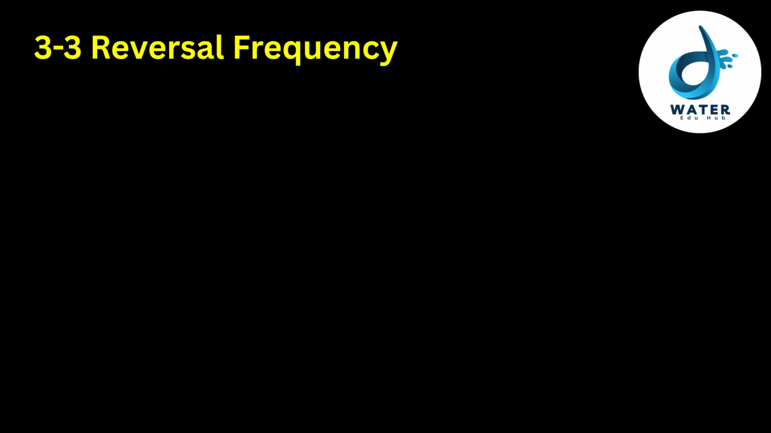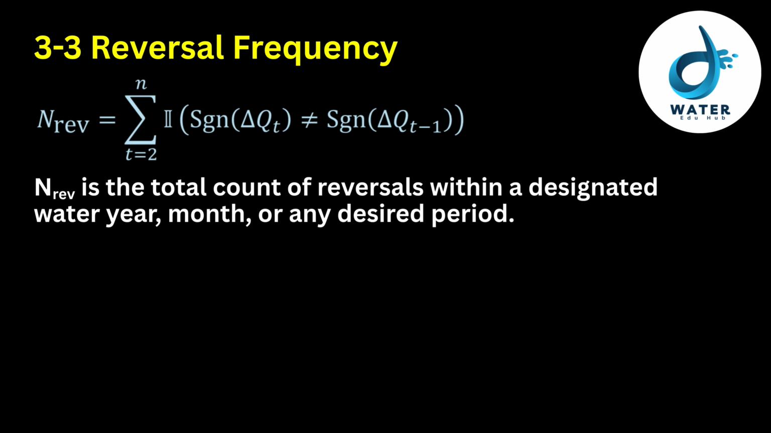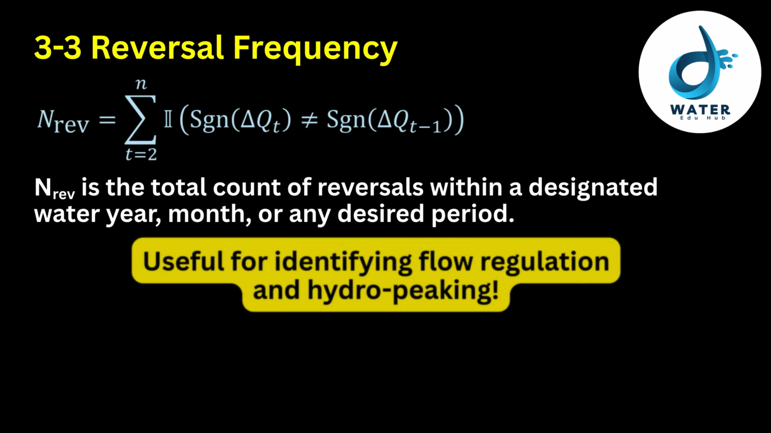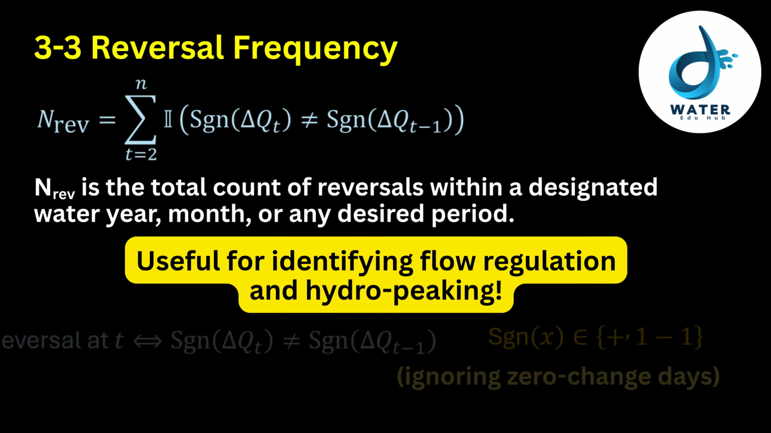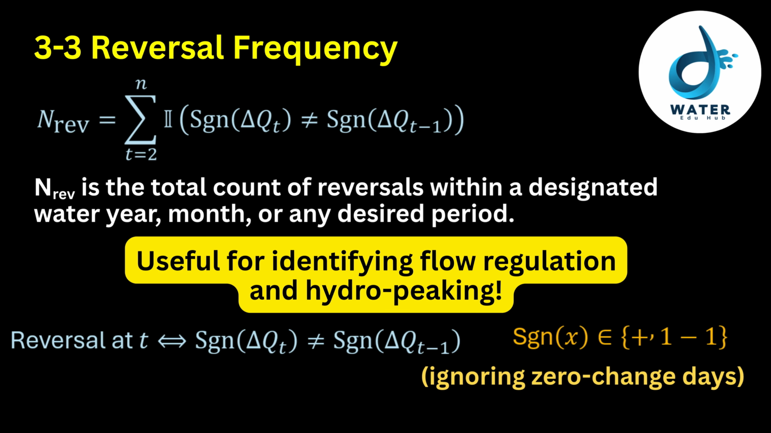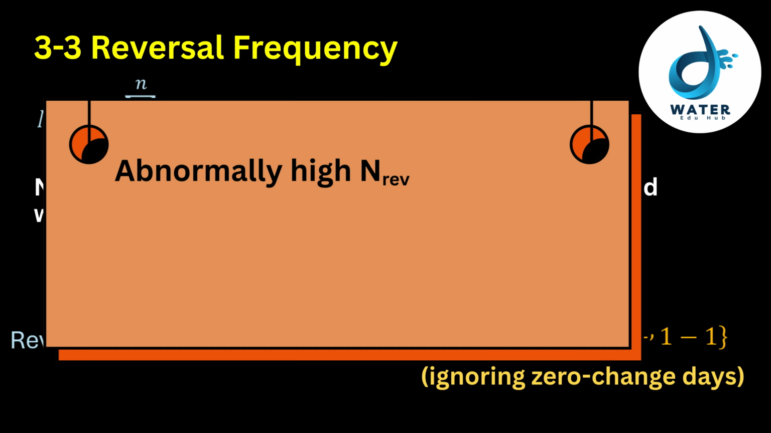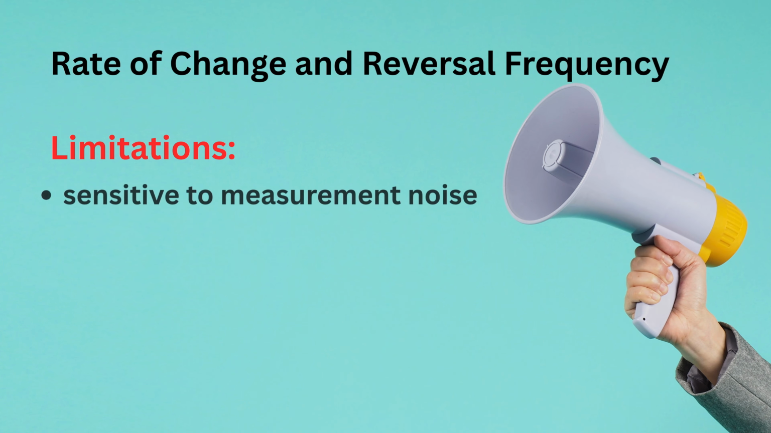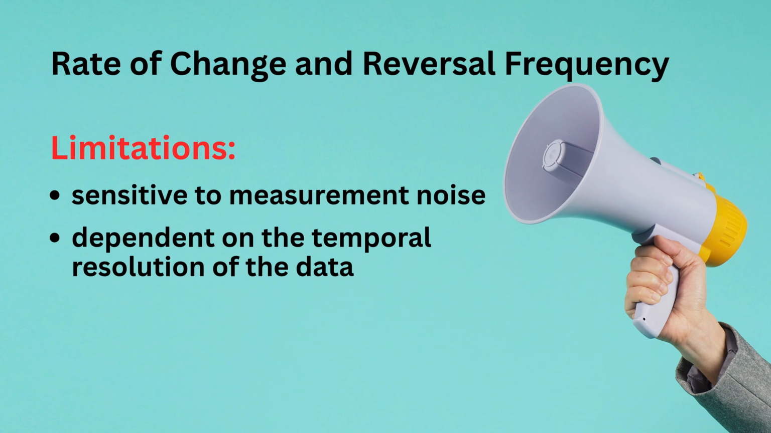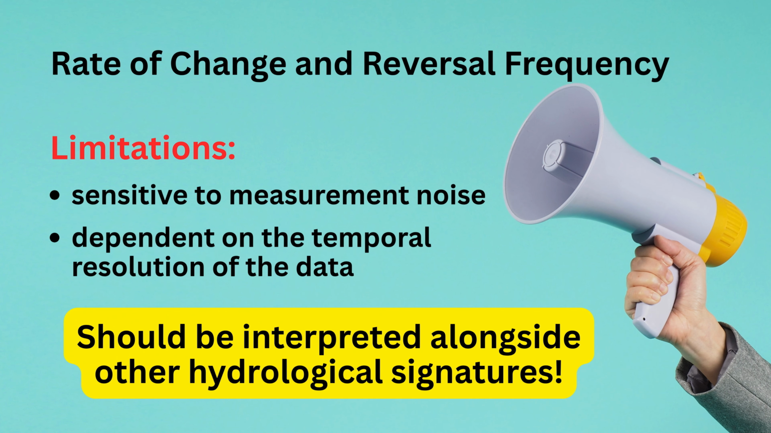Finally, the reversal frequency. It counts how often streamflow switches between rising and falling conditions, making it particularly useful for identifying flow regulation and hydropeaking associated with dam operations. It counts the number of days the direction of flow change switches sign compared to the previous day. Abnormally high values are indicators of anthropogenic hydropeaking. Note that this group of indicators is sensitive to measurement noise and, like RBI, depends on the temporal resolution of the data. They should therefore always be interpreted alongside other hydrological signatures rather than in isolation.